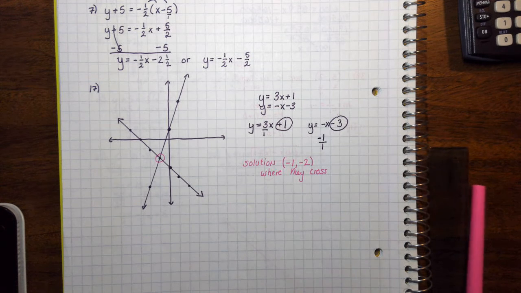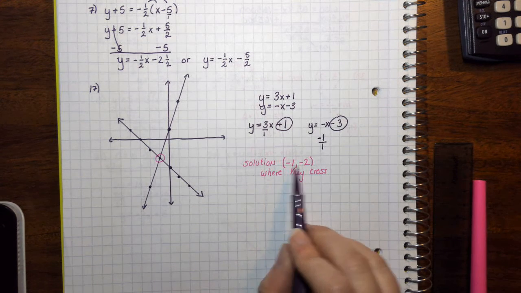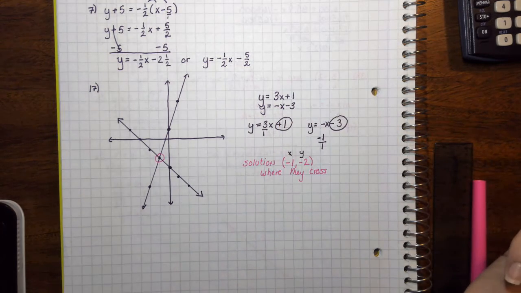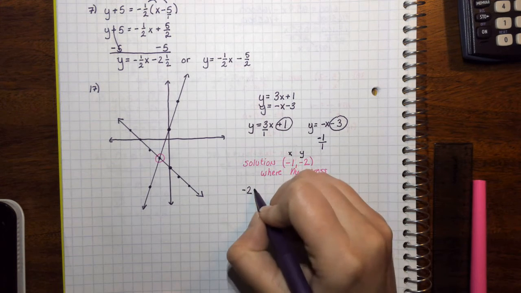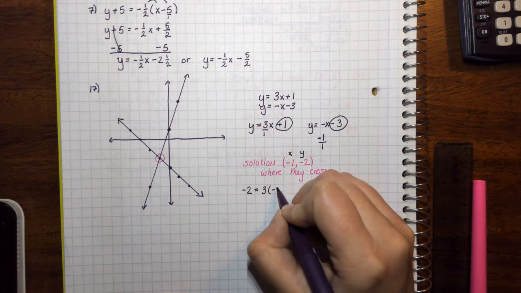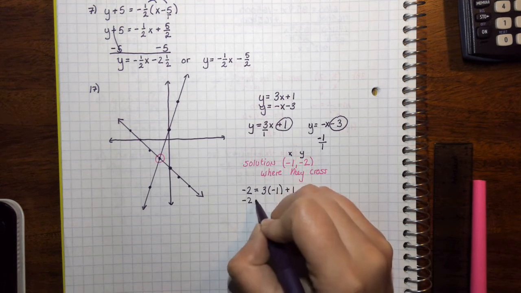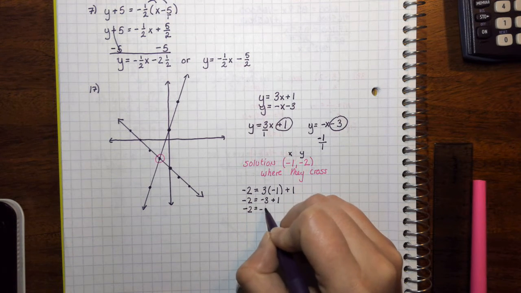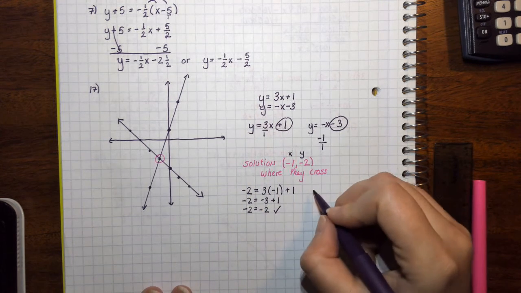But what I want to do, because this is our first system, I want to prove to you that this is the correct answer. So what I'm going to do is plug negative 1 in for x and negative 2 in for y in both of these and show you that it works in both. So negative 2 equals 3 times negative 1 plus 1. Negative 2 equals negative 3 plus 1. Negative 2 equals negative 2. Check. Okay, now I'm going to plug it in the second one.